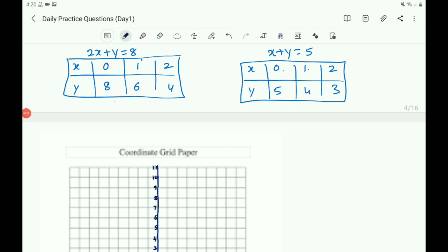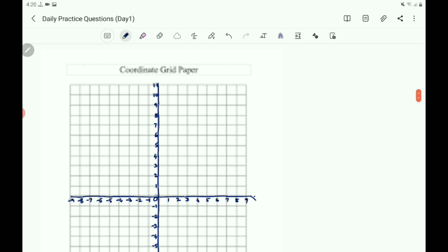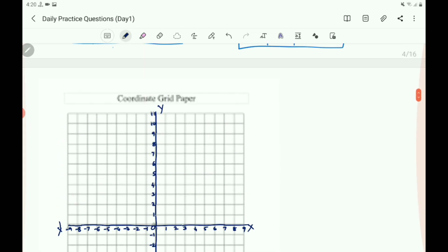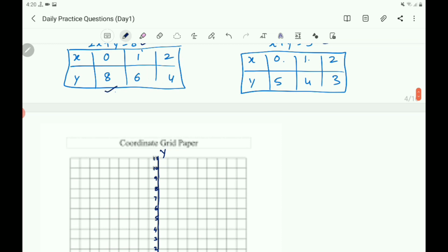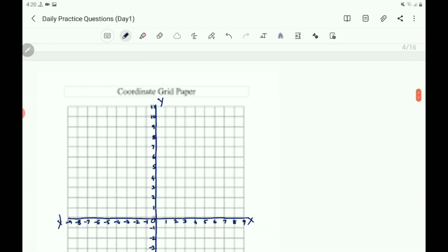Now let us draw the graph for the equations 2x plus y equals 8 and x plus y equals 5. Let us have the x-axis and y-axis, x dash and y dash. Here the maximum is 8 on the y-axis and the maximum is 2 on the x-axis. So let us have 1 centimeter equals 1 unit on both the axes. You write the scale: 1 centimeter equals 1 unit.